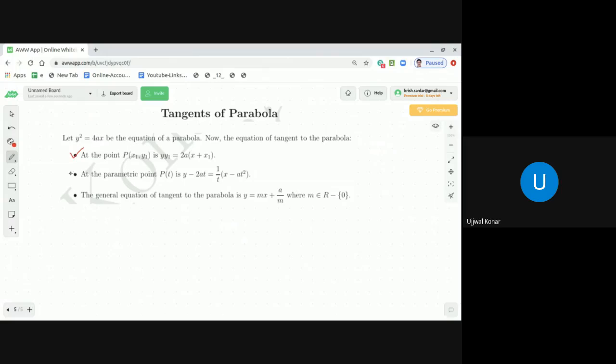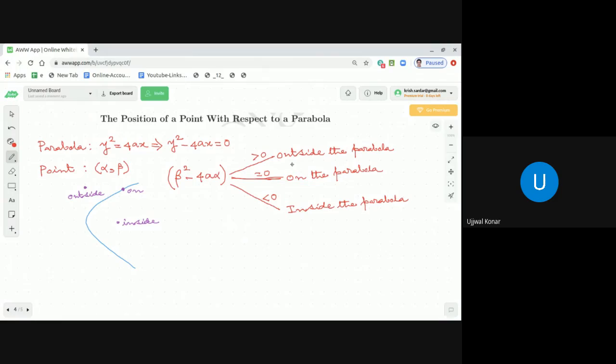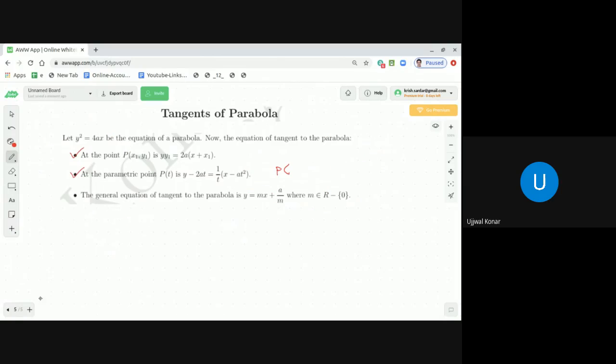At any parametric point 't', that means where the coordinate of the point P is (at square, 2at). At this point, what is the equation of the tangent to the parabola at the point P? It is y minus 2at is equal to 1 by t into (x minus at square).